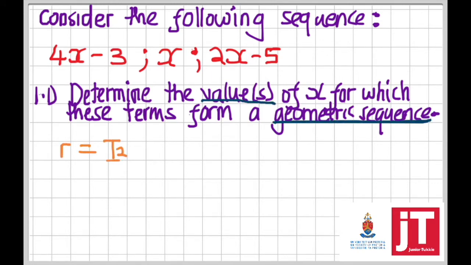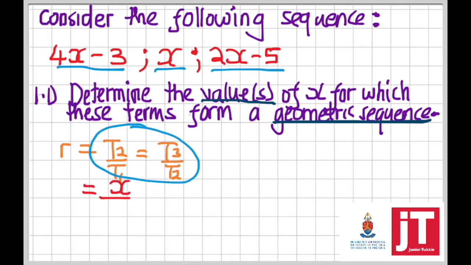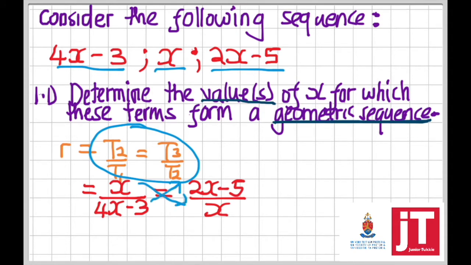Now to do that, you say r is equal to t2 over t1, which is the same as t3 over t2. Your second term, which happens to be x, over your first term, which will be 4x minus 3. So you're going to have a new expression as x over 4x minus 3, which is the same as 2x minus 5 over x. You've got that equation. You need to solve for your unknowns. You're going to cross multiply, very important.